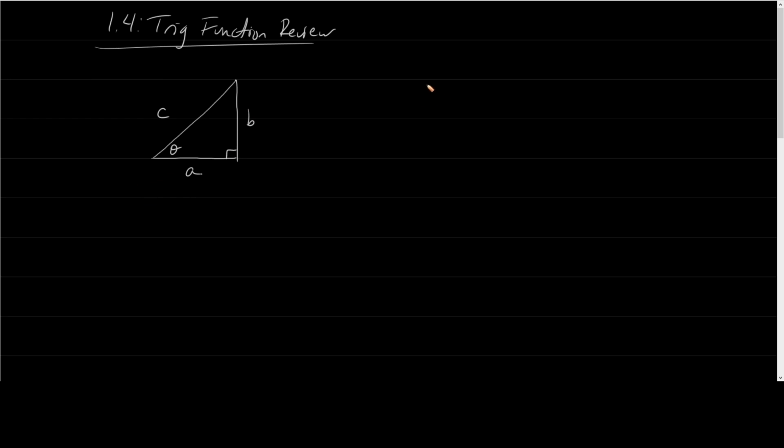All right, we can do things like B over C, or A over C, or B over A. We can also do the reciprocals of these, right? C over B, C over A, and A over B.